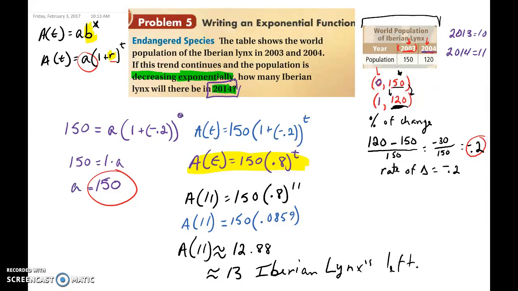So that means in the year 2014 there would only be approximately 13 left. So this suggests if it stays on this same path, so if there's nothing that we do to try and help this animal out, that by the year 2014 there's only going to be 13 left. So this is creating our own exponential function and then using that to solve a problem as we did here. All right, that is it for this video.